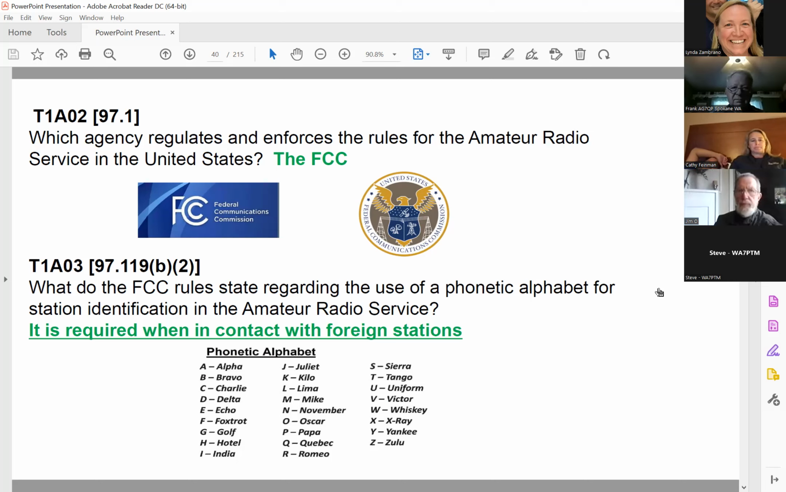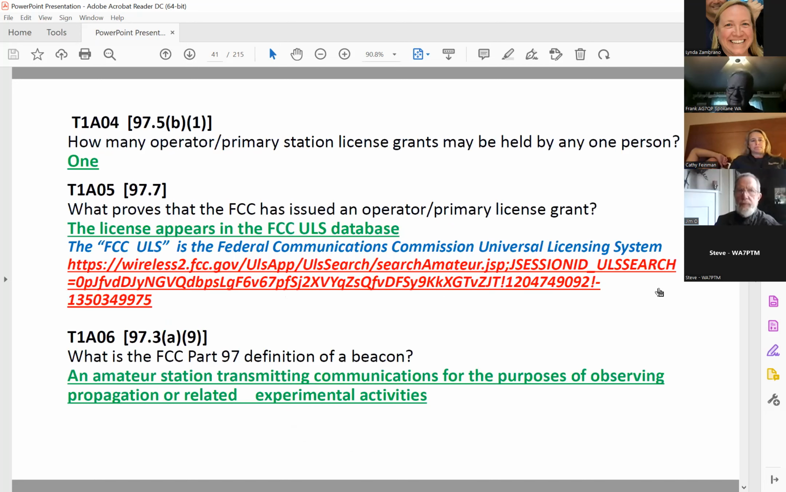Okay, you can only have one license. It used to be the FCC would mail you out an official copy of your license. Not anymore. It's all in the Universal Licensing System, that's ULS. I use it all the time. It's all public information. So when you appear in the FCC's ULS database, that's when it's official. You are now licensed.